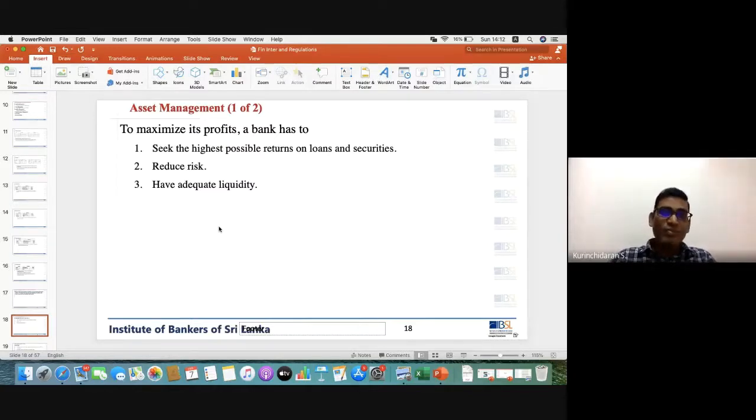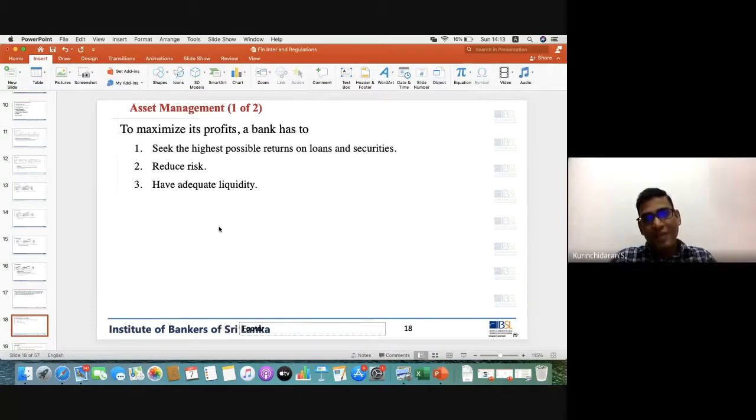So simultaneously they have to think of return and risk. While they are seeking the highest possible return, they have to think about reducing the risk as well. That is the key in asset management. And third, they have to think about adequate liquidity also. That's also a trade-off, right, when you manage the assets.